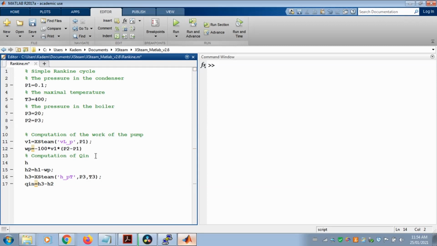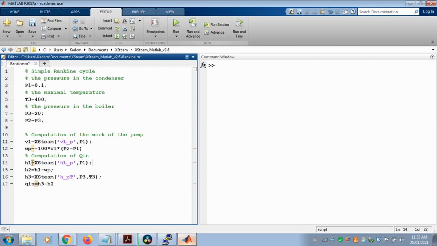So H1 is equal to what? We know that H1 is the enthalpy of the saturated liquid at 10 kilopascal. So we'll use the same logic as here. Xtheme. And what we are looking for is the enthalpy of the saturated liquid, knowing the pressure, with pressure as input, at pressure P1.